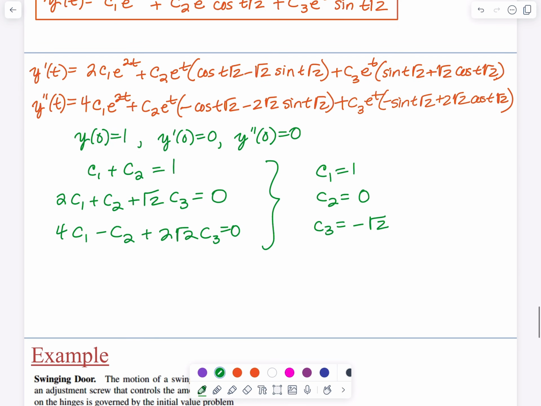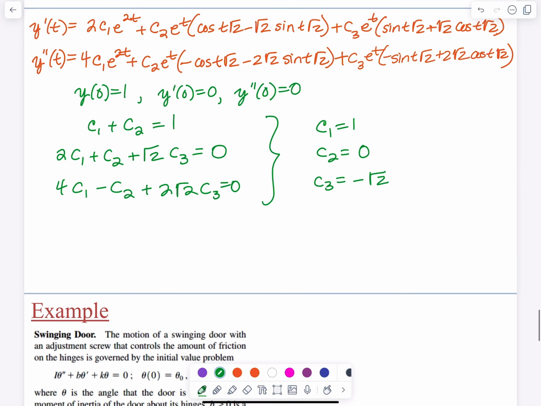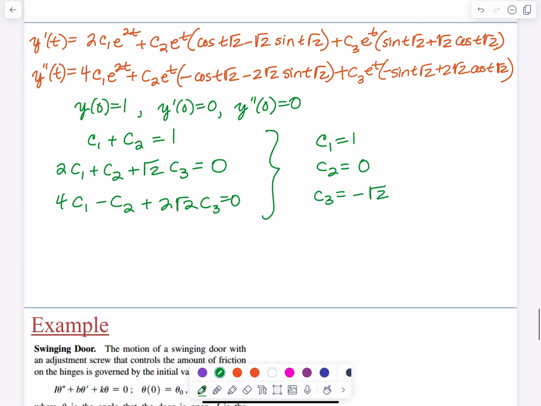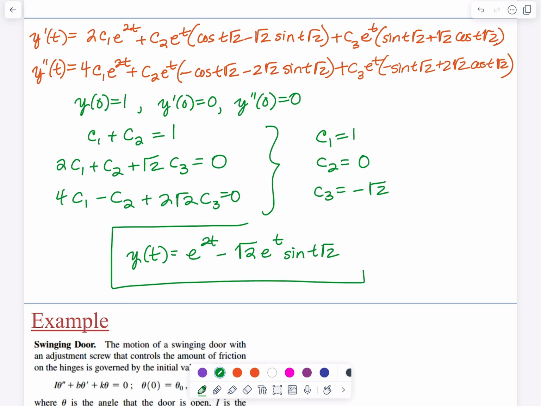With these constants, you can see c2 is equal to 0. That simplifies, and we get y of t equals e to the 2t minus the square root of 2 e to the t multiplied by the sine of t root 2.